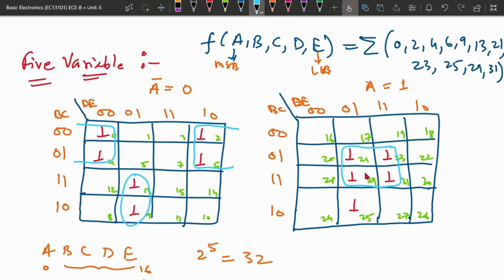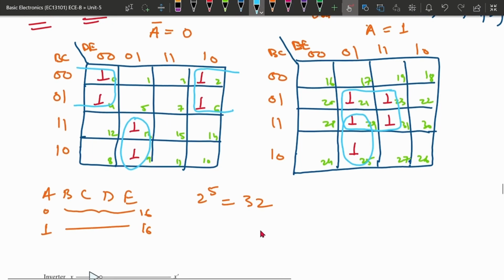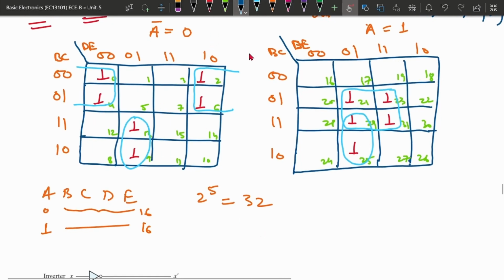Suppose this is one pair and this is another pair. So with respect to that, we will be writing the expression. So the function will be, this is one quad. So in between these two, common is B bar. So first of all, it is A bar, this is explained for A bar. So A bar into B bar. B bar is common. In between these two, 0, 0, 1, 0, E bar is common.